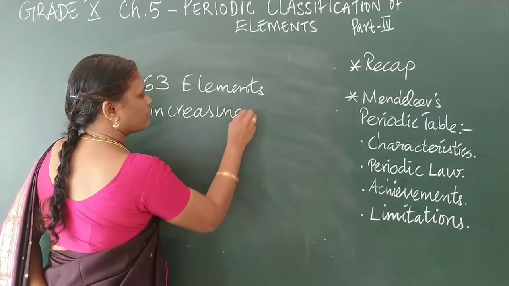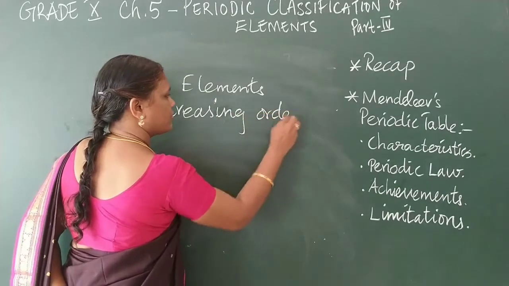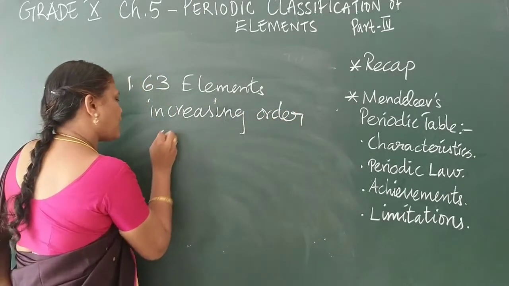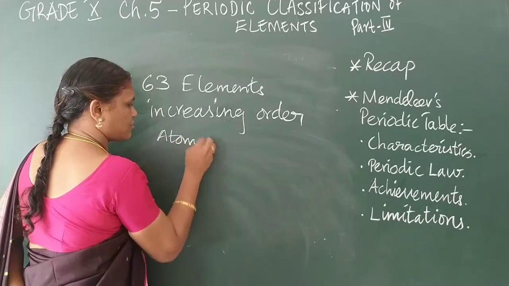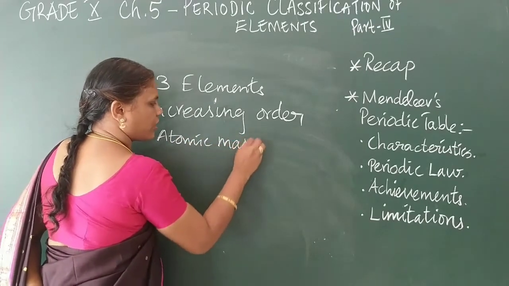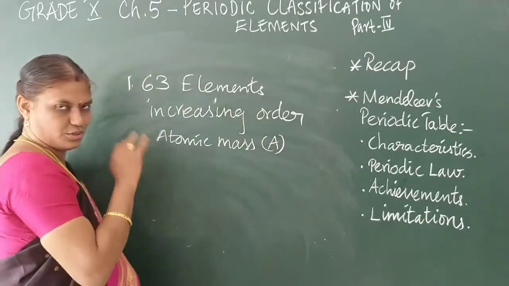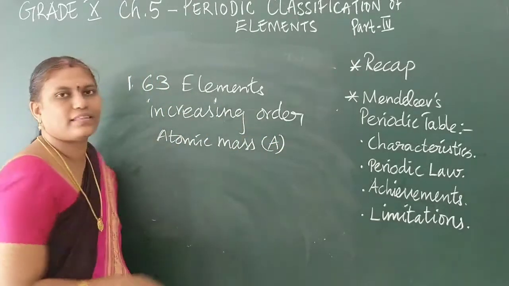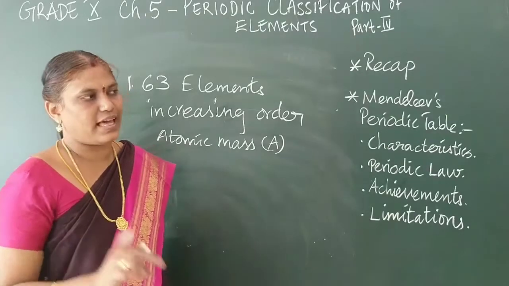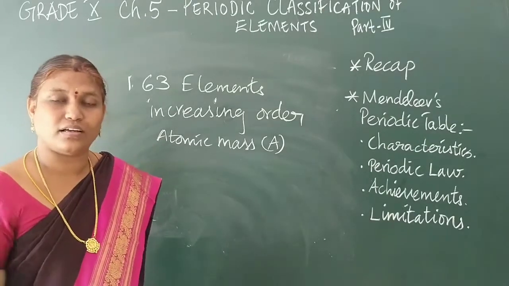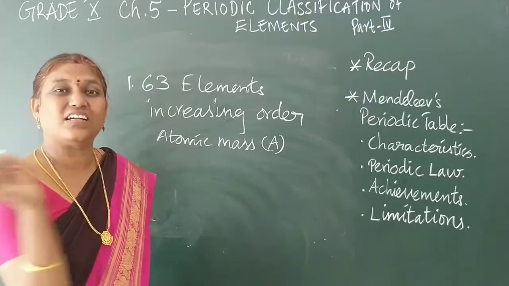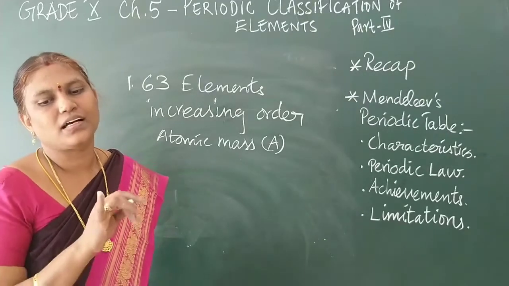Increasing order of atomic mass. Atomic mass is represented as A. So when the elements were arranged during that period, how many elements were there? 63 elements. Among them he arranged them in what order? In increasing order of atomic mass.